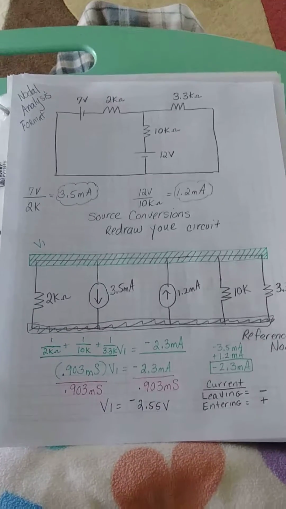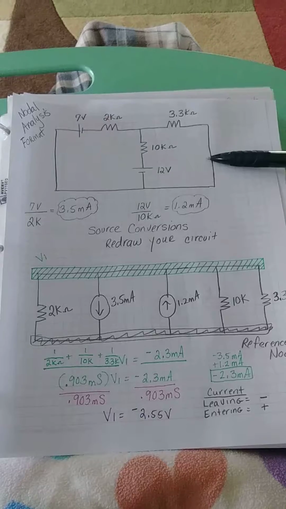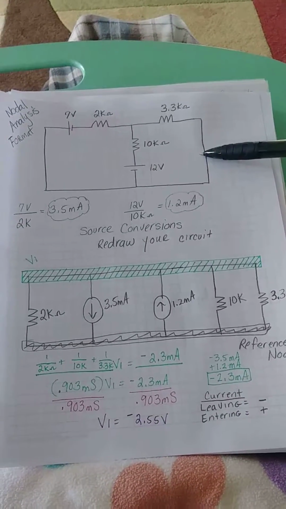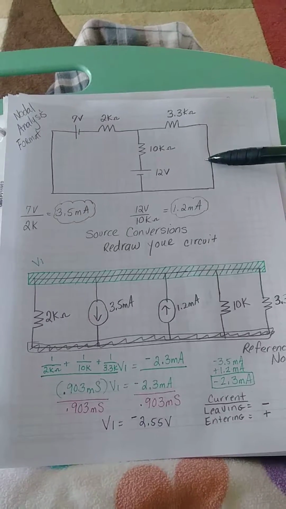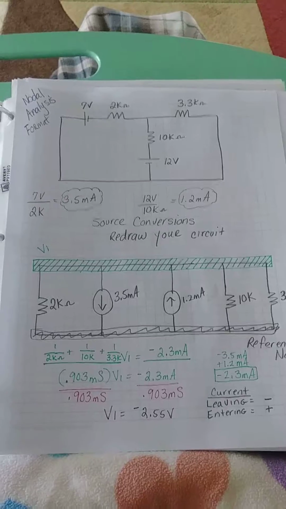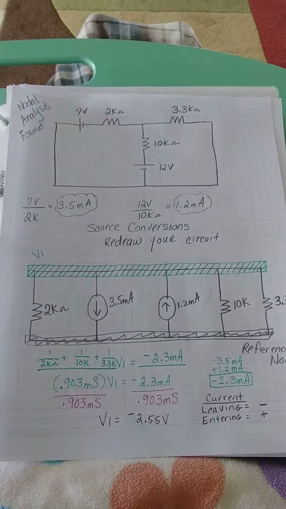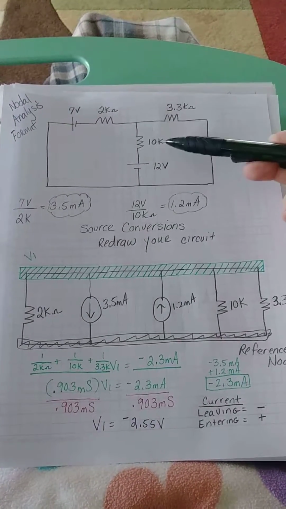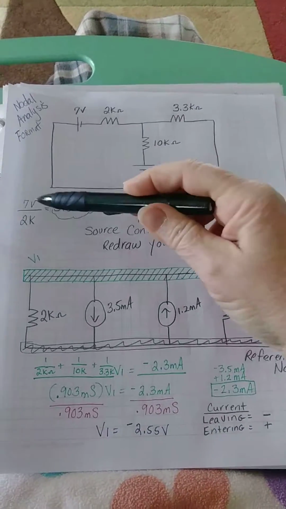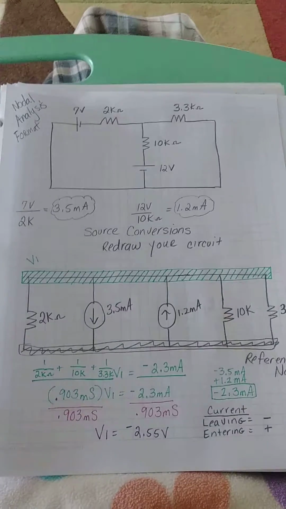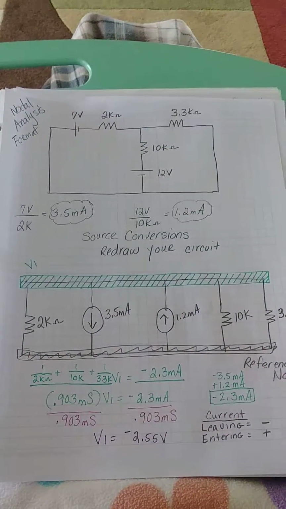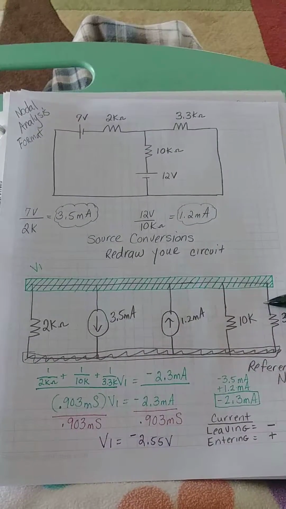Okay, so on top here is the original circuit. It looks similar to the lab one. As we noticed, and as we know, in nodal analysis we're solving for voltage. So if possible, we need to do a source conversion. To do the source conversion, it's voltage divided by resistance to get the current, which is here and here. Once we get the two source conversions, we redraw the circuit, this circuit right here.